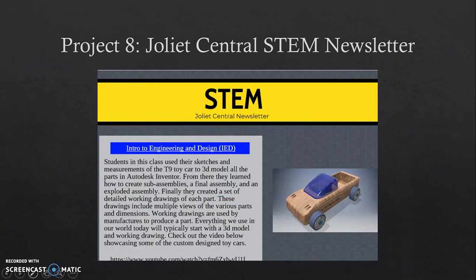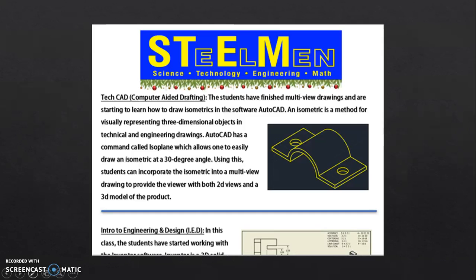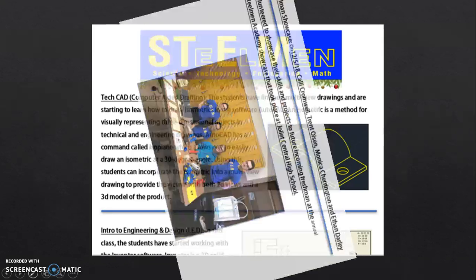So for my last project, in October, I was actually able to start a Joliet Central STEM newsletter, and each monthly newsletter basically wrapped up all of Mr. West's drafting classes at Joliet Central, and with 6 classes in total, I was able to include descriptions of what each class was working on during the month and conclude the newsletter with important upcoming events. And here are little clips of some different newsletters that I did create.